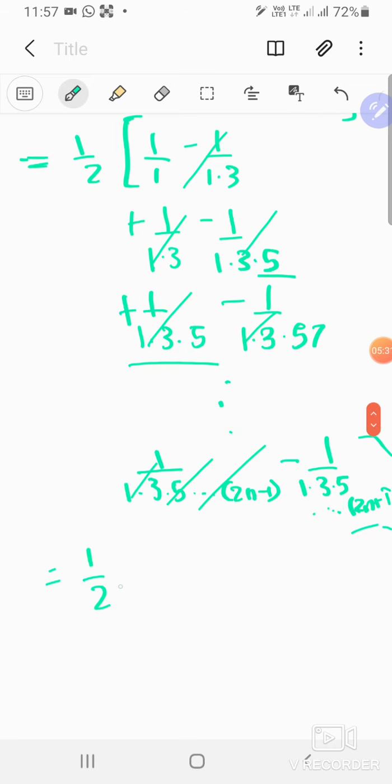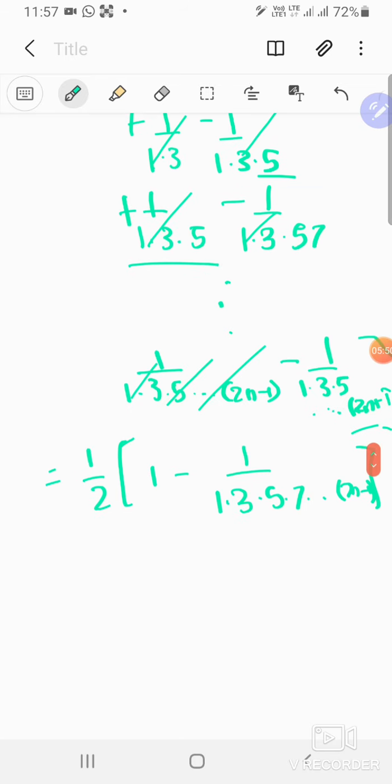So that's supposed to be half of 1 minus 1 upon 1 into 3 into 5 into 7 all the way till 2n minus 1. So that cannot be calculated that easily. You could write it in terms of factorials, maybe that will help. So that's 1 minus, what remaining numbers you have, 2 into 4 into 6. Well, 2n minus 1 is an odd number, so the number just before that is missing, so 2n minus 2.